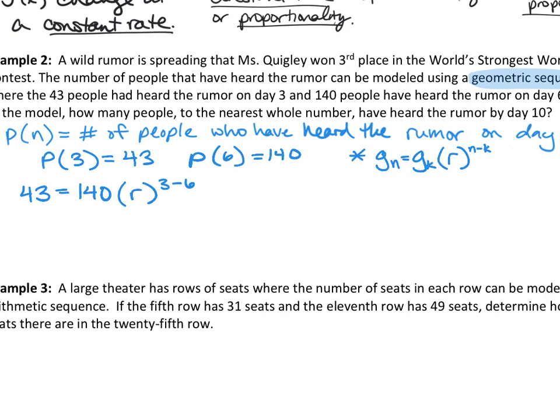Actually, can I back up for a second? This is going to be an ugly problem if we do it this way, because we would divide 43 by 140. Let's use them in the opposite direction. So instead of that, let's do 140 equal to 43 times r to the 6 minus 3. Just like slightly prettier. Also, then my exponent is positive. Sorry. All right. We did this at the beginning of class. What's the first step to solve for r?